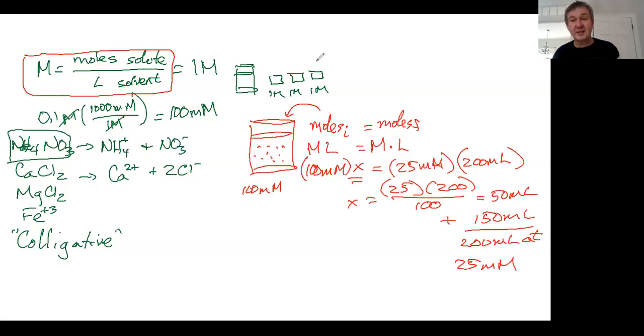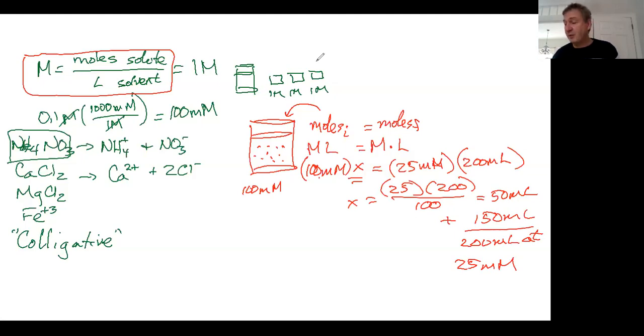And that sort of checks out mentally, right? So if I want to go from 100 to 25, that's 1/4 as concentrated. So I need to dilute it by 1 to 4. There it is happening. So that's a dilution.